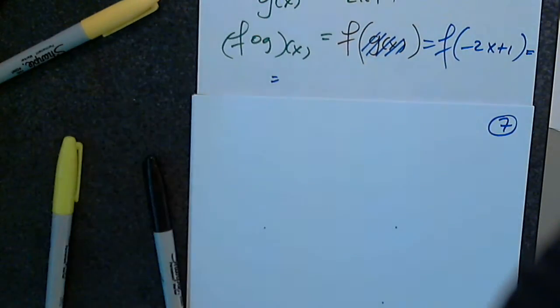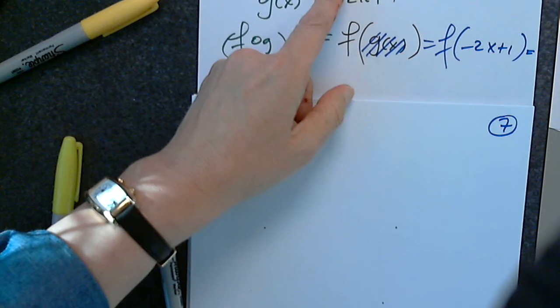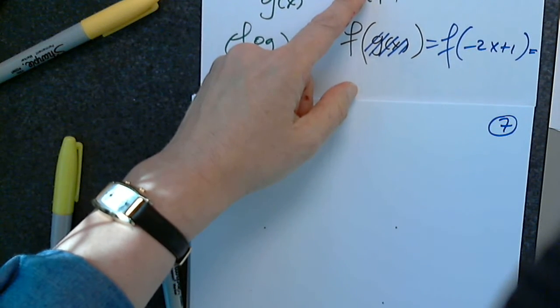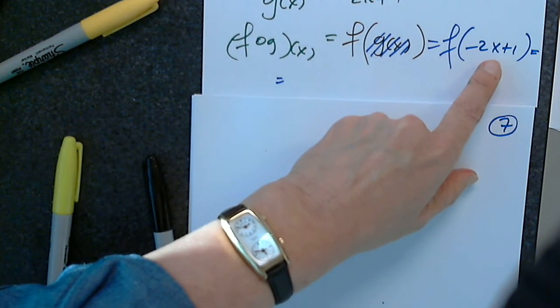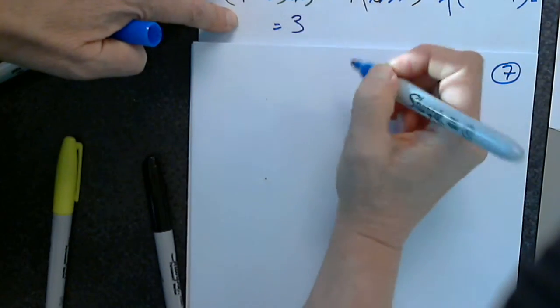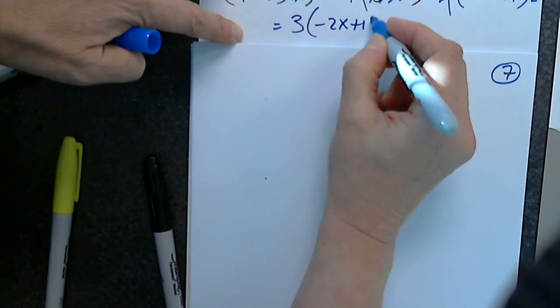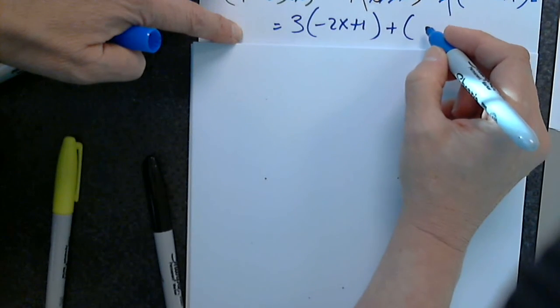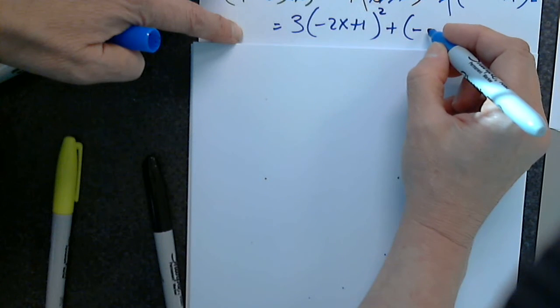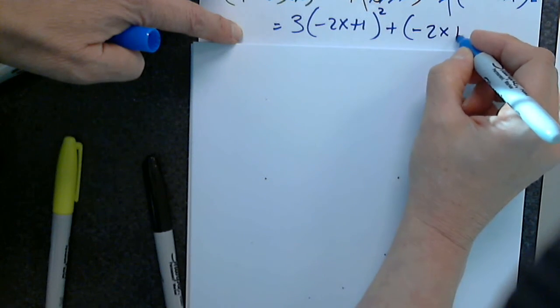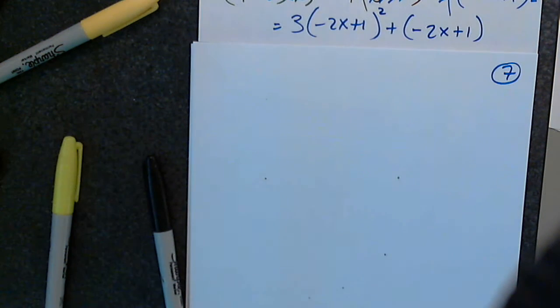Now I'm looking at f. Function f says this to me: 3 multiplied by whatever squared plus whatever. This is my whatever now. So please tell me what to write. 3 times negative 2x plus 1 close parentheses, squared, plus negative 2x plus 1. See what happens once you see it and you understand it, you will not forget it.